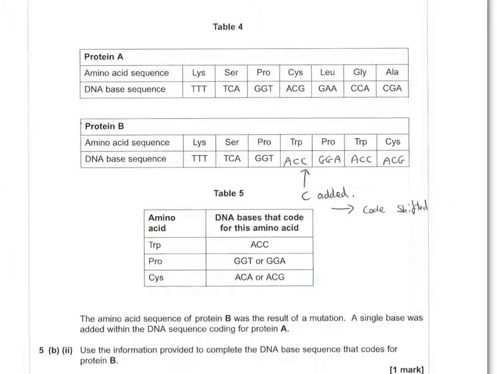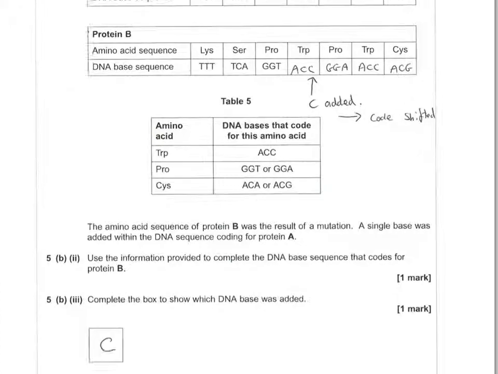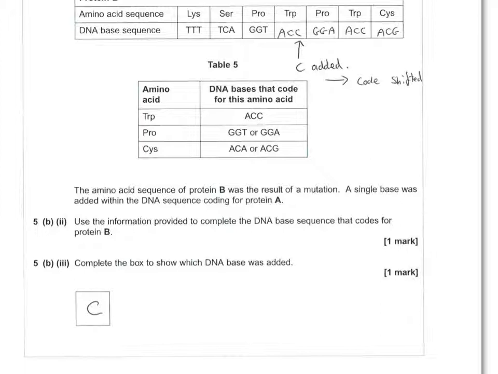A frame shift causes a big change in a protein, because every amino acid after the mutation has been affected. The tertiary structure will be massively different to what it was before. So that's very different from just substituting one base for another. And here we have the letter, this is the base that's added.